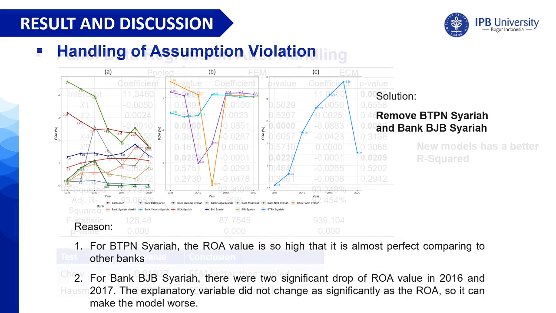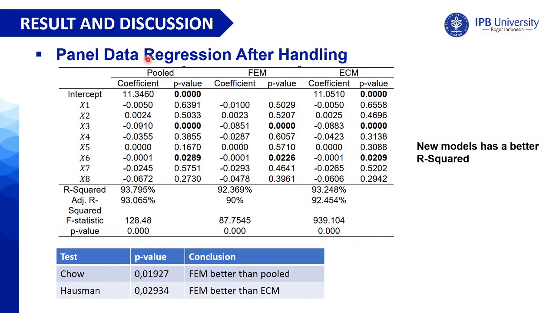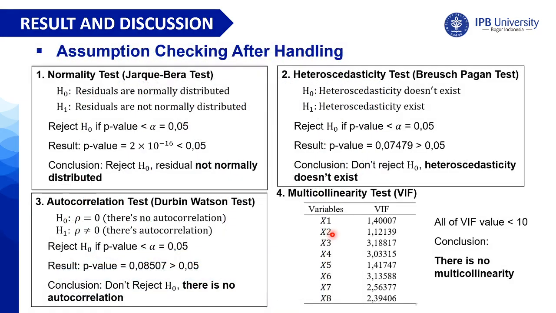And here is the panel data regression after handling. The pool, fixed effect, and error components models give significant variables x3 and x6 with a better R-square than before. So we can conclude that the removal of two individuals gives a better model. After that, perform the Chow test and Hausman test. The conclusion is fixed effect is better than pool and fixed effect is better than the error components model, so fixed effect is the best model. After that, we move to assumption checking after handling.